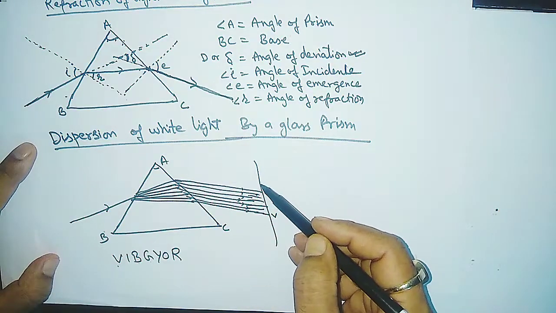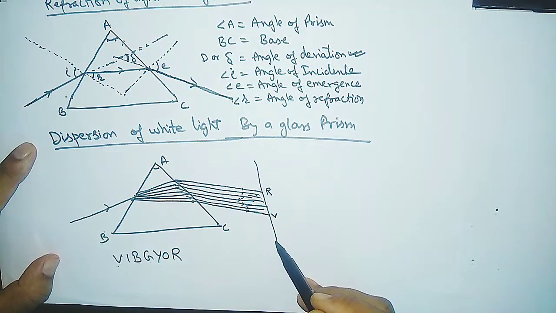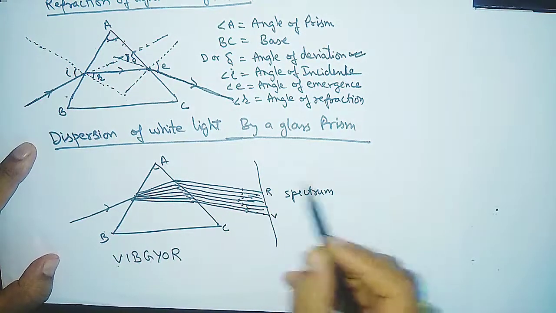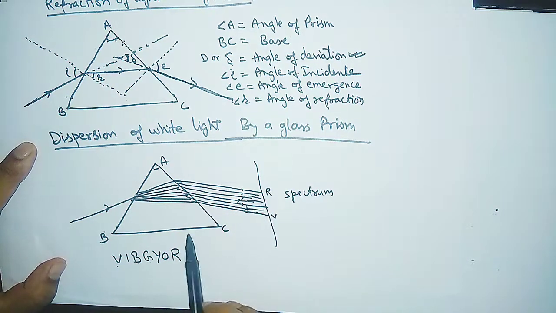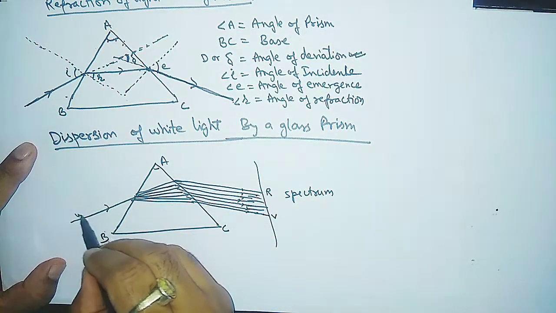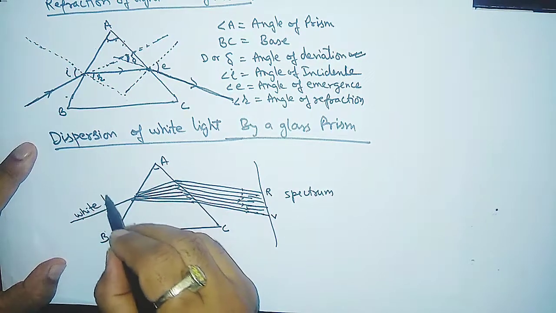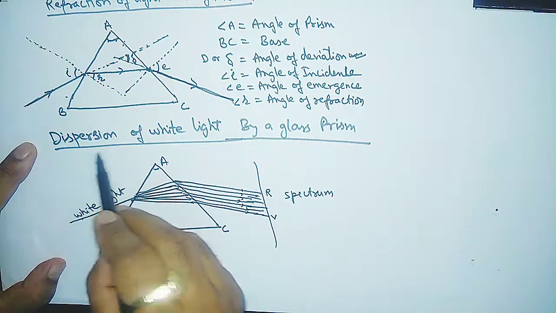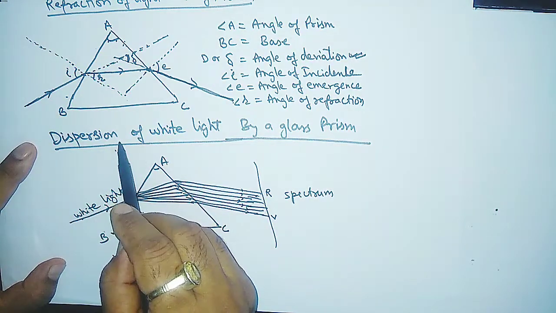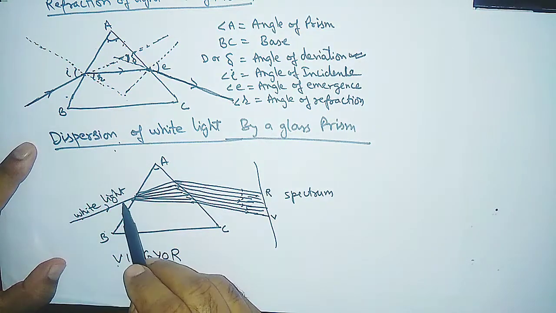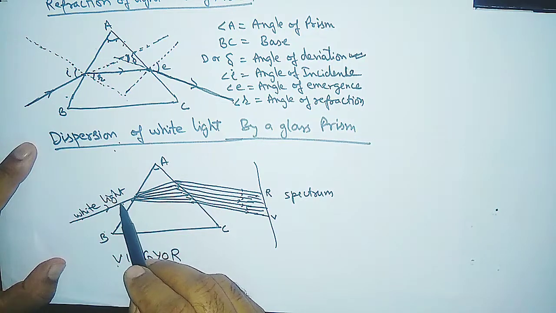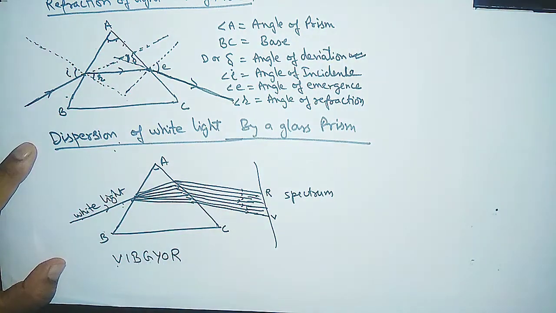So this pattern of the bands of the 7 colors is known as the spectrum. It is the spectrum, and this phenomenon in which white light splits into its 7 constituent colors is known as the dispersion of light. So what is the dispersion of light? It is the splitting of white light into its 7 constituent colors. 7 constituent colors means the colors by which it is made up. Okay, it is made up of the 7 colors.